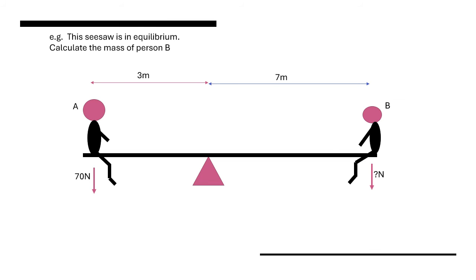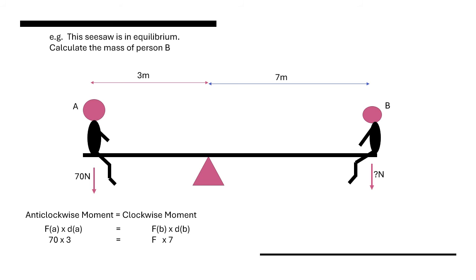If we're told that a system is in equilibrium, then we can calculate missing values. In this example, we're told that the seesaw is in equilibrium, and we're asked to calculate the missing mass for person B. Knowing that the system is in equilibrium, we know that the anti-clockwise moment must be equal to the clockwise moment. This means that the force or weight of person A, multiplied by the distance from the pivot, has to be equal to the force or weight of person B, multiplied by their distance from the pivot.